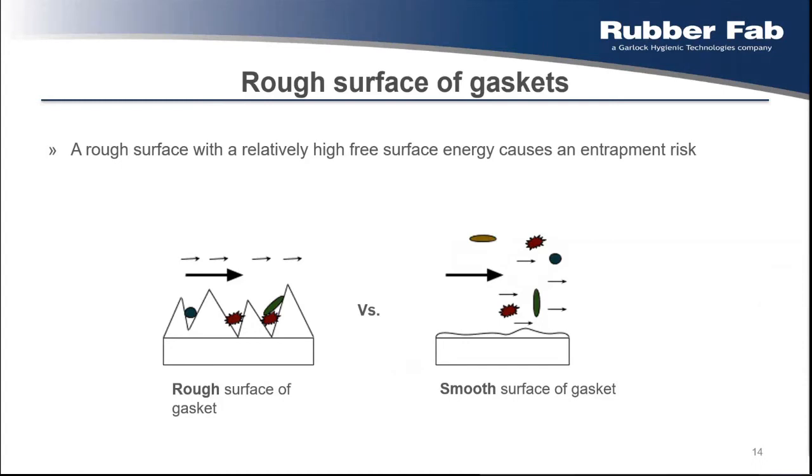What rough surfaces do is provide a relatively big surface, and because of this big surface, a high freely accessible surface energy, which causes an entrapment risk. Microorganisms or particles in the system adhere and get stuck in the voids and gaps of a rough surface. Whereas on a smooth surface you wouldn't have this problem, because you would have less surface available, less adhesion energy, and therefore a low entrapment risk.